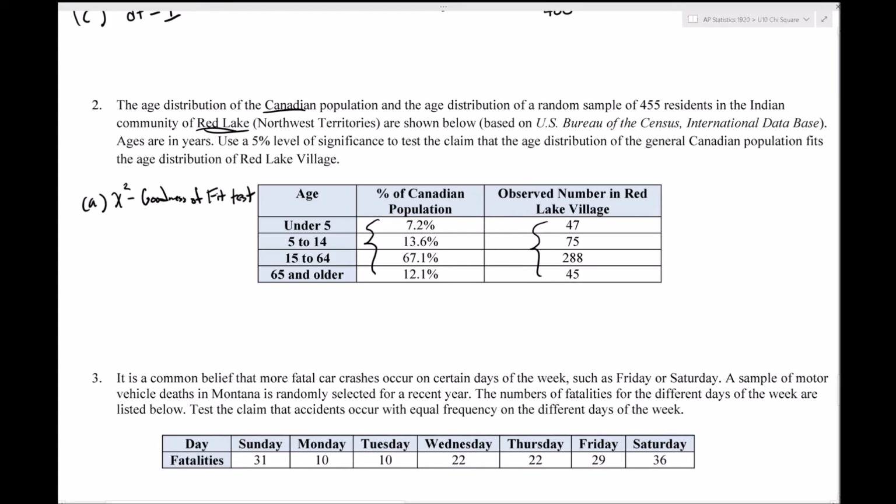Letter B. So the null hypothesis, no difference between the age distribution for the population of community members in Red Lake and the population distribution for age for those in Canada, for all in Canada, that is. How do I calculate degrees of freedom? Degrees of freedom for a goodness of fit test is the number of categories for your one variable minus 1, in this case 3. So df is equal to 4 minus 1, which equals 3. So there's only one variable, one population, so it's just the number of categories minus 1. Simple as that.